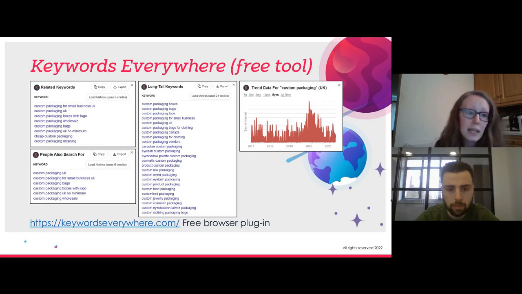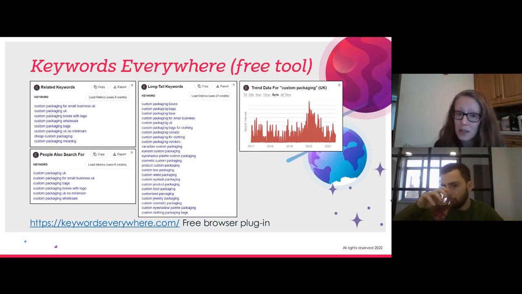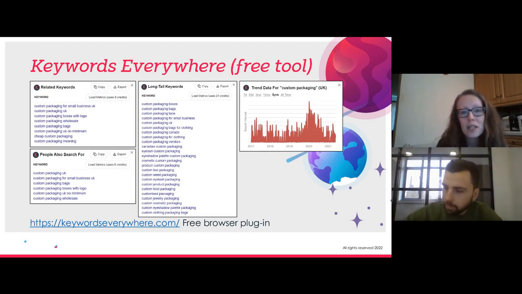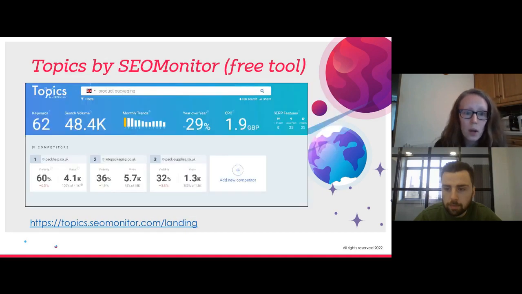So it gives us related key phrases, it gives us what people are also searching for, and it gives us variations of long tail key phrases as well. But also at the top of the page, it gives us this graph of search trend over time. So I've included 5 years worth of trend data here so that we can see that the peak for custom packaging actually happened in 2020. So it's interesting to see how those searches are changing over time as well. So I really recommend adding this tool.